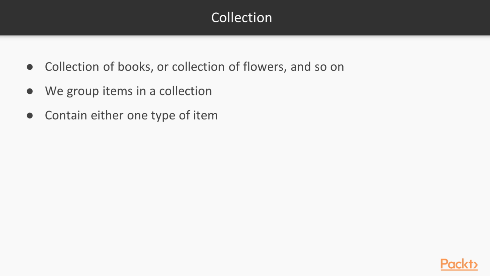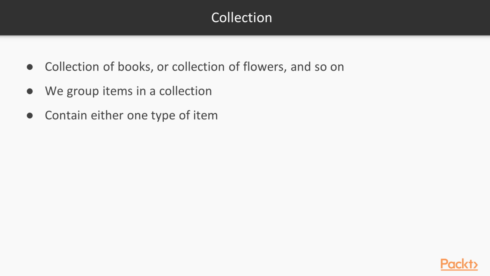Before beginning with counter, we will first see what is a collection. The answer to this question can be well understood by the day-to-day examples from our lives. Everyone has seen a collection of stamps, a collection of books, or a collection of flowers, and so on. So basically, we group items in a collection. What type of items does a collection contain? Pretty sure this question would be the next one.